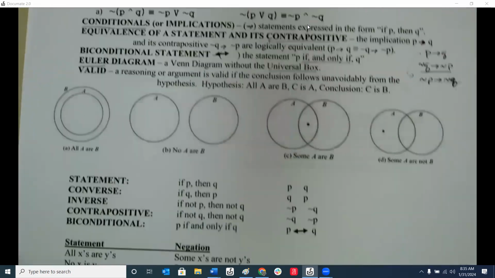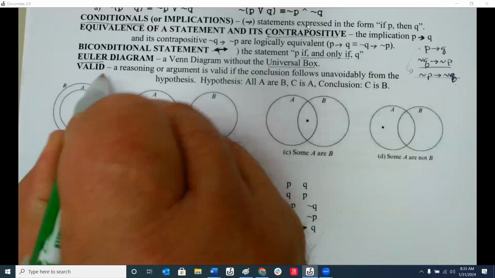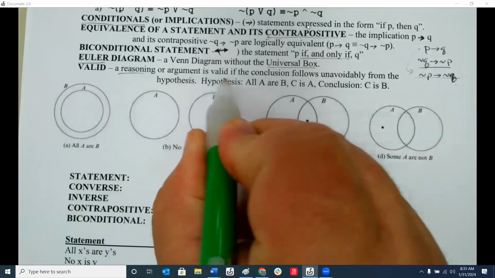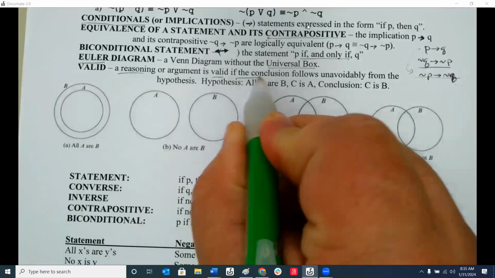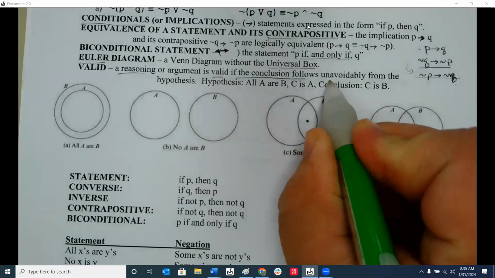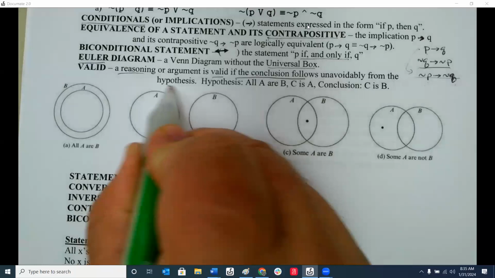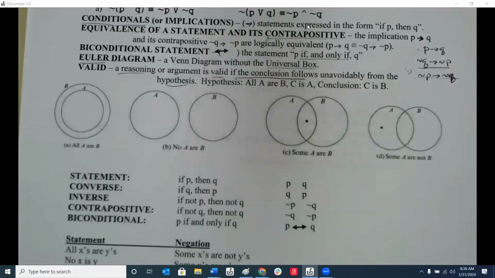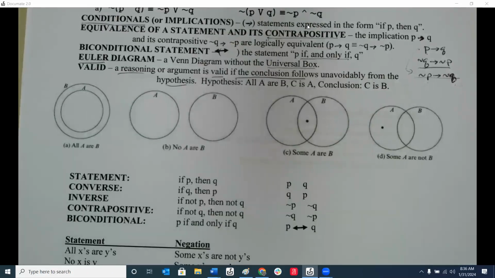Right? Then the valid statement. Valid. A reasoning or an argument is valid if the conclusion follows unavoidably from the hypothesis. If the conclusion follows from the hypothesis.